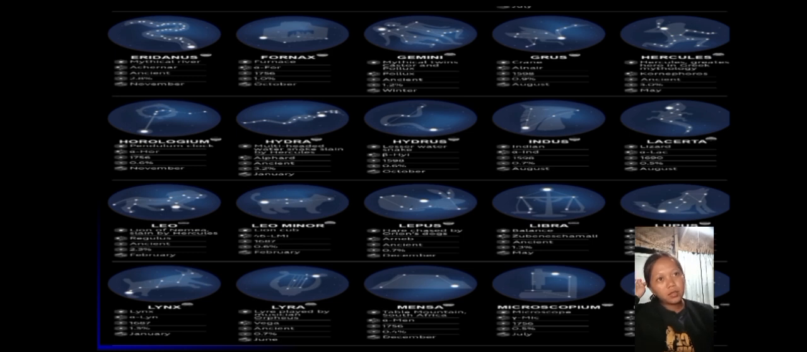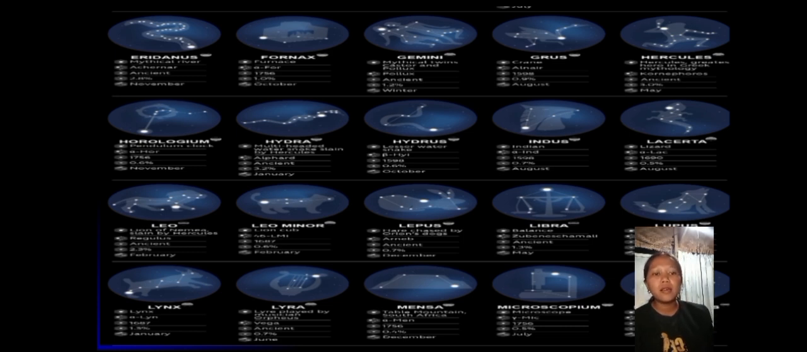Next is Eridanus, a mythical river. And then Fornax, the furnace. Gemini, mythical twins Castor and Pollux. Grus, crane. Hercules, greatest hero in Greek mythology. And then Horologium, pendulum clock. Hydra, multi-headed water snake slain by Hercules. Hydrus, lesser water snake. Indus, the Indian. And then Lacerta is a lizard.